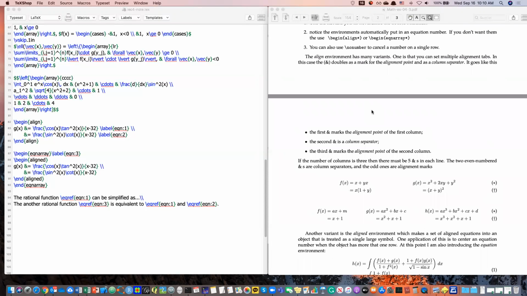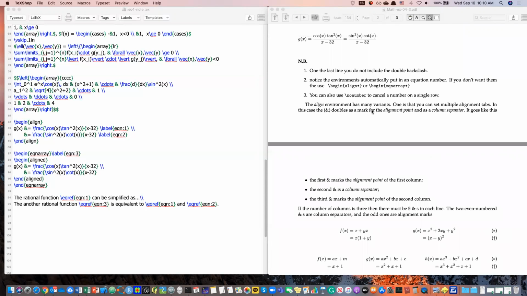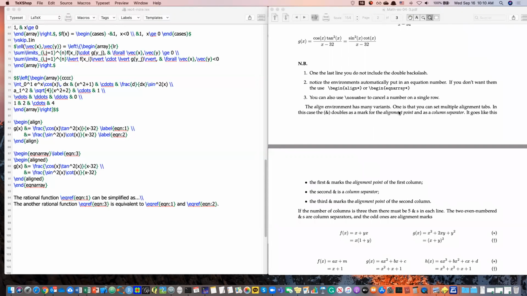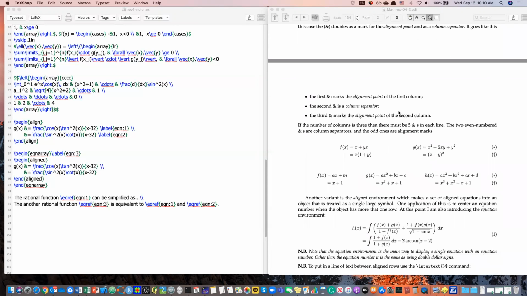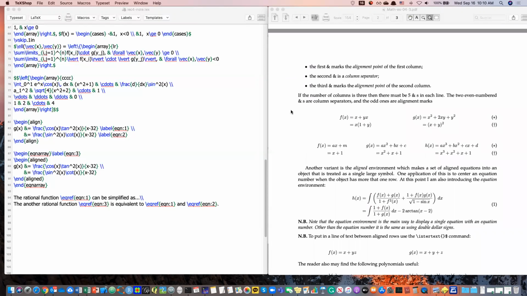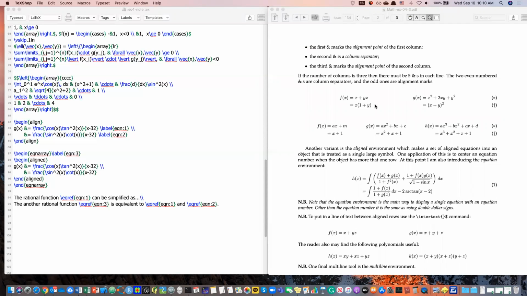All right, so the key point is that eqnarray has only two columns. But using align, you can set multiple columns. This is the example. If the number of columns is 3, then there must be 5 ampersands in each line. The two even-numbered ampersands are column separators, and the odd ones are alignment marks. Okay, let me do this.